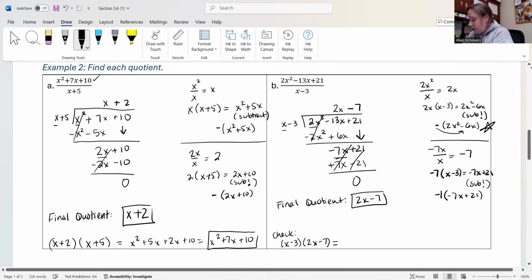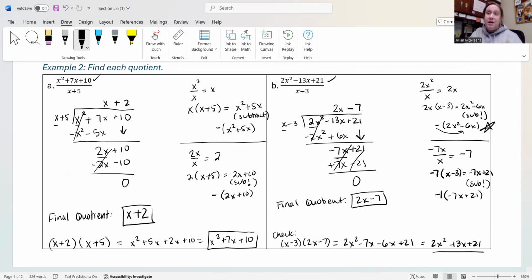We go ahead and FOIL. So let's see, we get 2x squared minus 7x minus 6x plus 21, which is 2x squared minus 13x plus 21. And notice that is our dividend. So if you take your quotient, multiply it by your divisor, you should get your dividend. So hopefully you see the parallels between dividing a polynomial by a binomial compared to just dividing whole numbers. It's the same process, we just have to tweak it to incorporate the ideas of algebra.